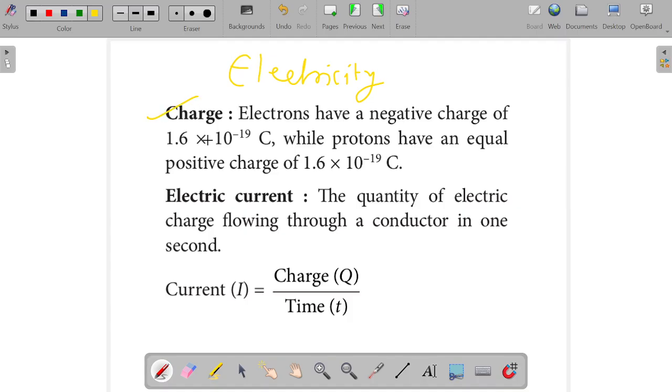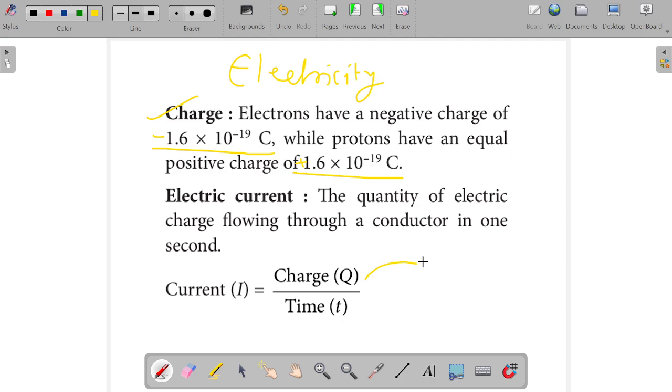Charge is a very fundamental property. Electrons have negative charge, which is minus 1.6 into 10 raised to minus 19 coulomb, whereas protons have positive 1.6 into 10 raised to minus 19 coulomb charge. The rate of flow of charges is nothing but the electric current. The first formula is I equals Q by T.